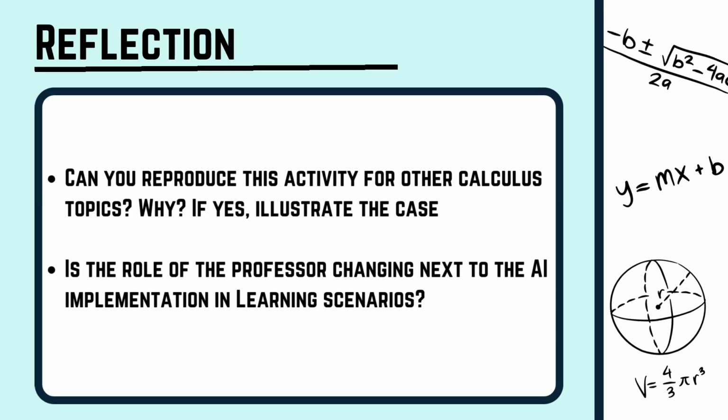Is the role of the professor changing with AI implementation in learning scenarios? I believe the professor's role is still essential even with AI. AI just gives examples, but the professor teaches how to think critically, understand why things work, and correct mistakes. They also help us ask better questions, and that's the key when using AI effectively. So, with AI tools, the role of the professor is evolving, but it's not disappearing.